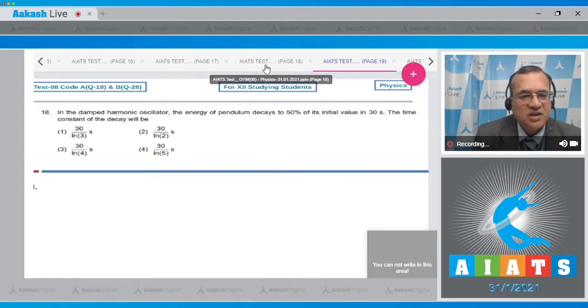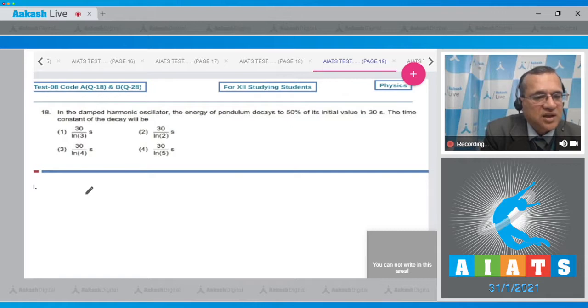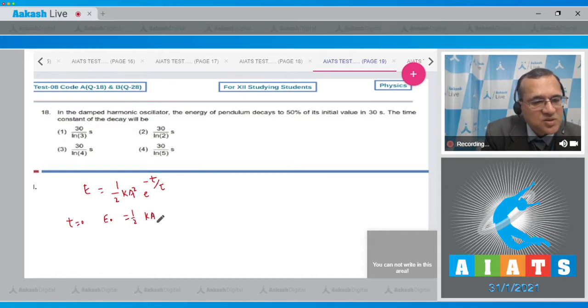In the damped harmonic oscillator, the energy of the pendulum decays to 50% of its initial value in 30 seconds. What will be the time constant of the decay? Now dear students, the equation for energy is equal to 1 by 2 K A square e power minus t divided by tau. At t equal to 0, the energy is equal to 1 by 2 K A square, and e power 0 is equal to 1, so it is 1 by 2 K A square.